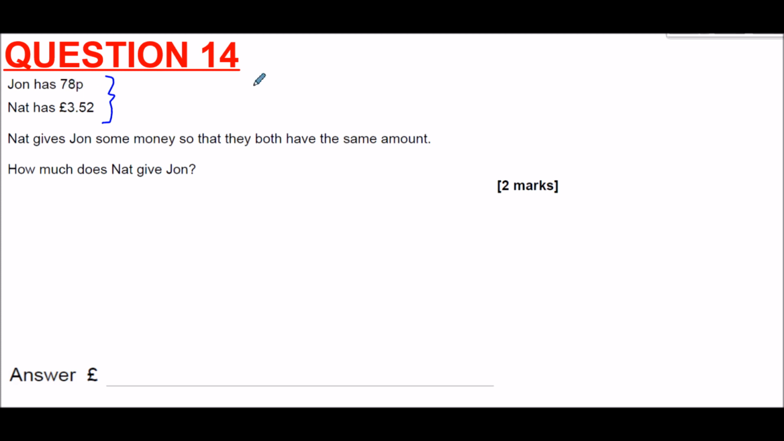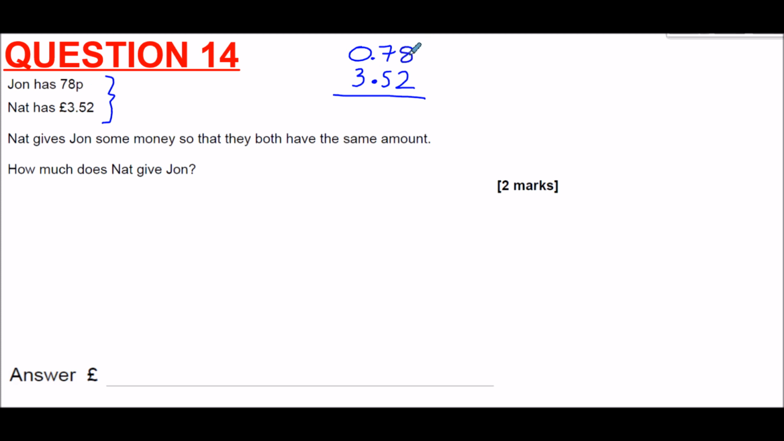So if John has 78p and Nat has £3.52, we can calculate the total amount of money they'd have by just adding these two values up. Make sure you put 78p as 0.78. 78p is not the same as £78.